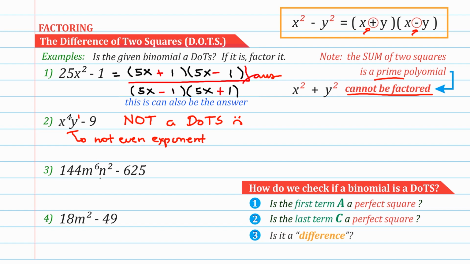Okay, how about the next variable? N squared, is that a perfect square? Of course, because the exponent is 2. Therefore, number 1, check. The first term a, the 144m to the 6n squared, is a perfect square.